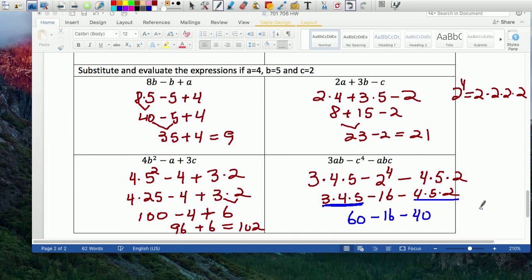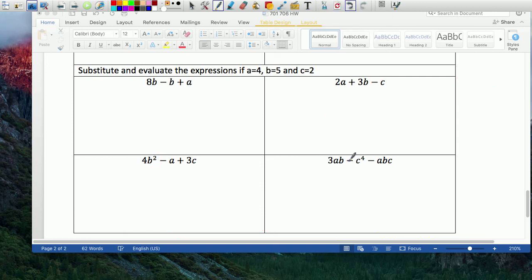Yeah? Now I get to do this. 60 minus 16 is, I don't know, 44. I'm thinking. Minus 40. That's going to give us a 4. Okay? Let me go back to the division. I think that's the part I'm forgetting. Is there anything else under this?